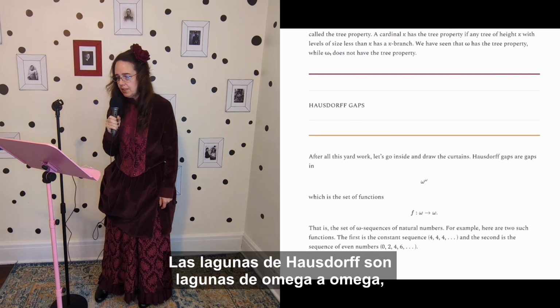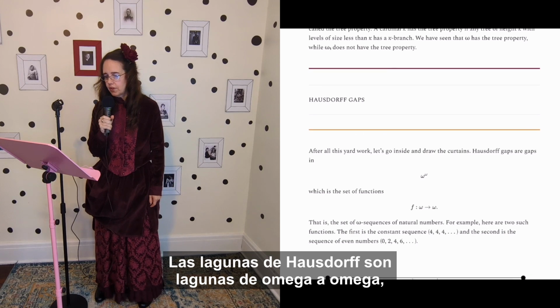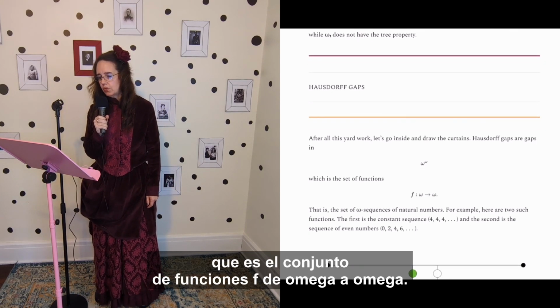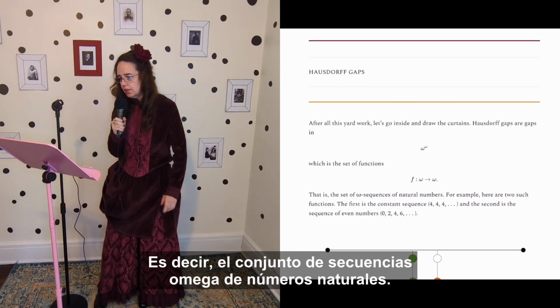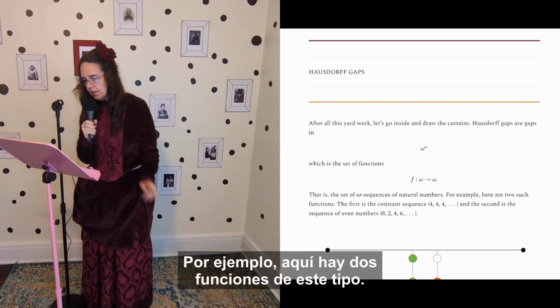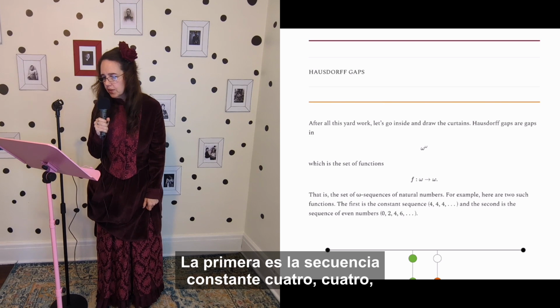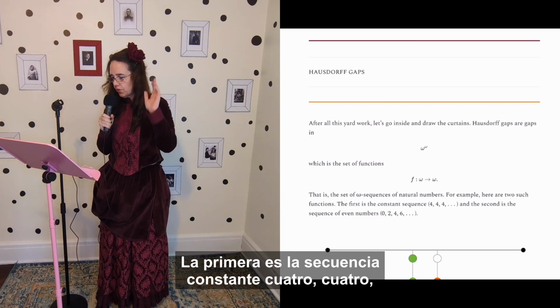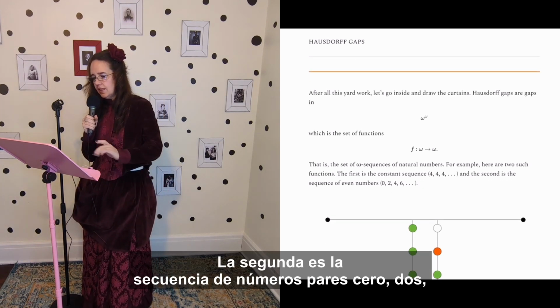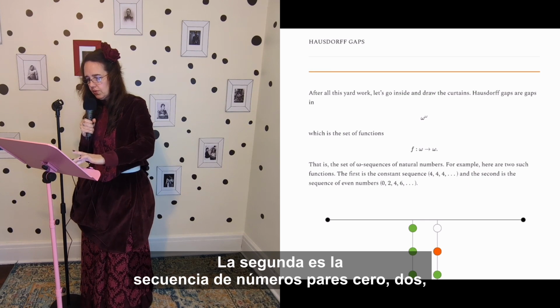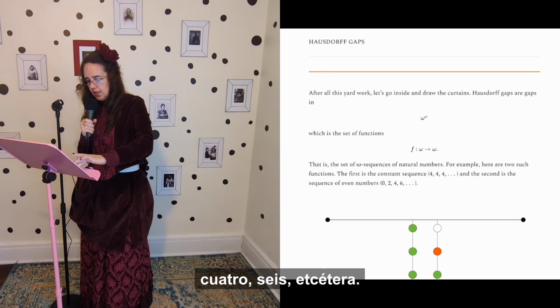Hausdorff gaps are gaps in omega to the omega, which is the set of functions f from omega to omega. That is the set of omega sequences of natural numbers. For example, here are two such functions. The first is the constant sequence 4, 4, 4, 4, 4, and the second is the sequence of even numbers 0, 2, 4, 6, and so on.